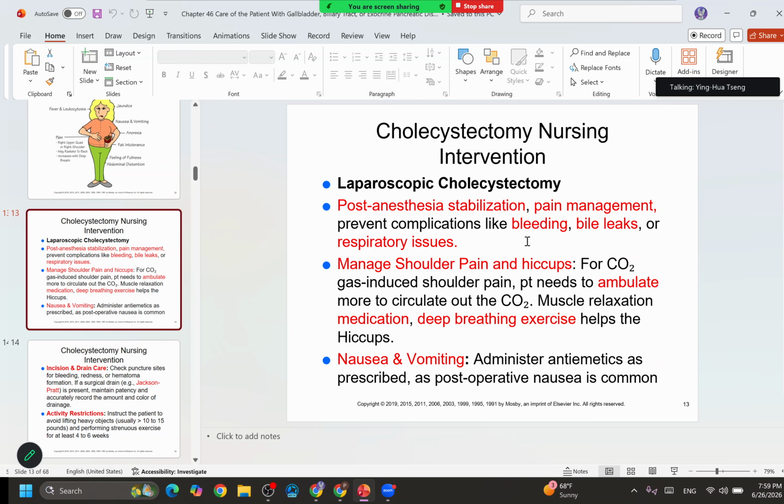For laparoscopy, the nursing interventions: anesthesia, with breathing and respiratory issues, but usually they're fine. Pain management, we give some pain medication. Management of shoulder pain and hiccups. And ambulation, they can walk around. To cure a hiccup a little better, since it's an irritation that causes spasm, we can give some muscle-relaxing medication. Also deep breathing exercises and walking around. They usually don't have nausea or vomiting; if they do, just give some medication. That's fine, but usually they don't.